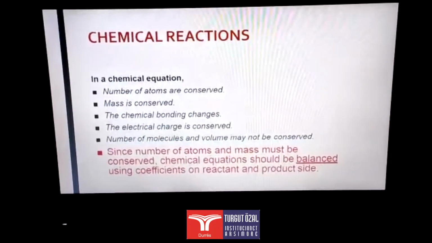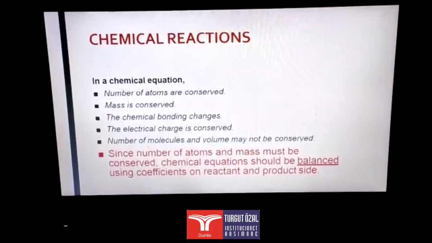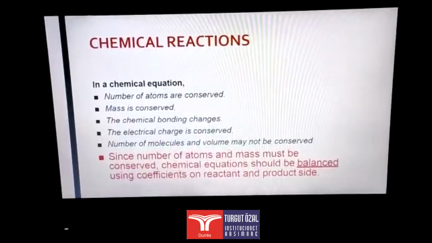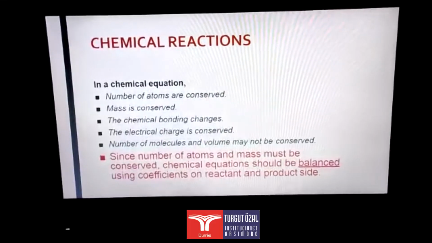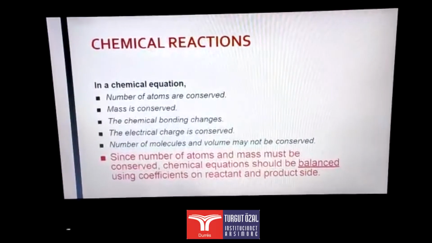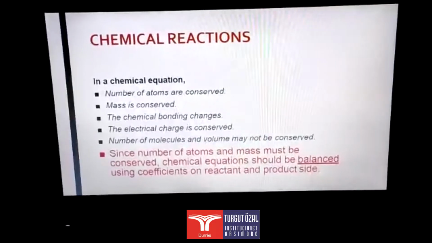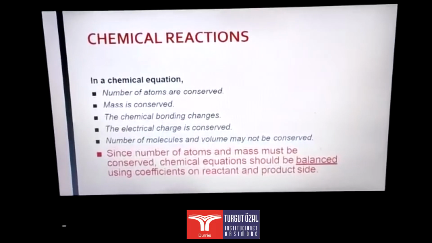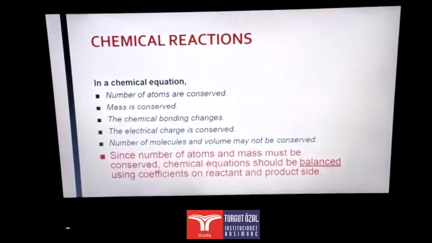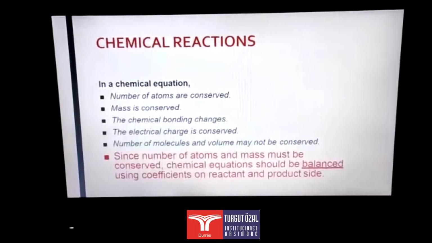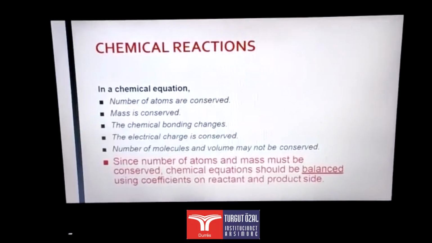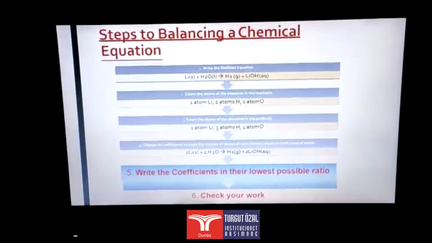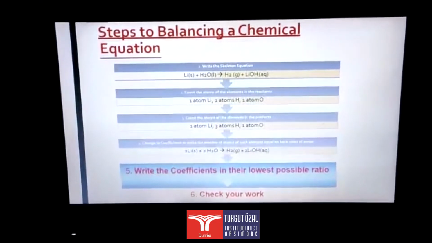Chemical reactions. In a chemical equation, we have said the number of atoms is conserved. Mass is conserved. Chemical bonding changes. The electrical charge is conserved. The number of molecules and the volume may not be conserved. Since the number of atoms and mass must be conserved, chemical equations should be balanced using coefficients on reactant and product sides.